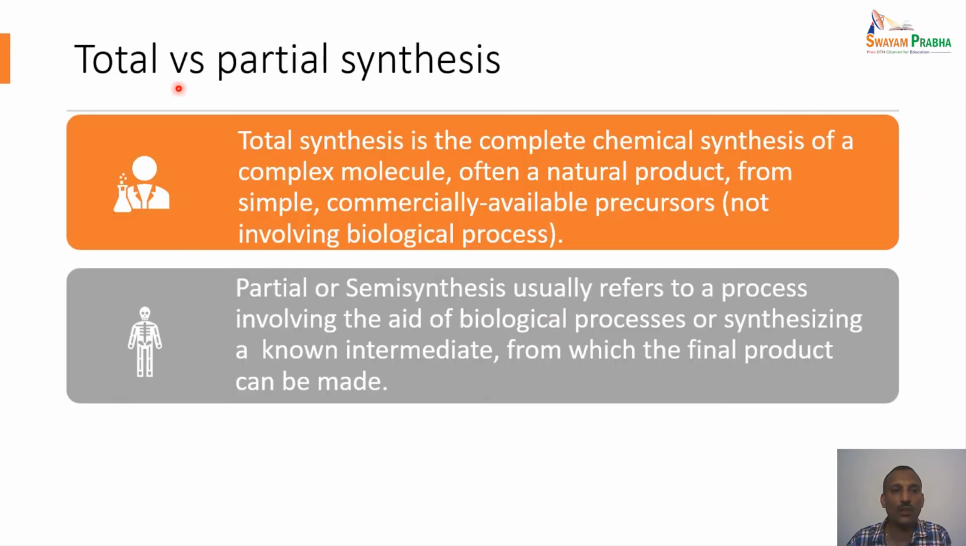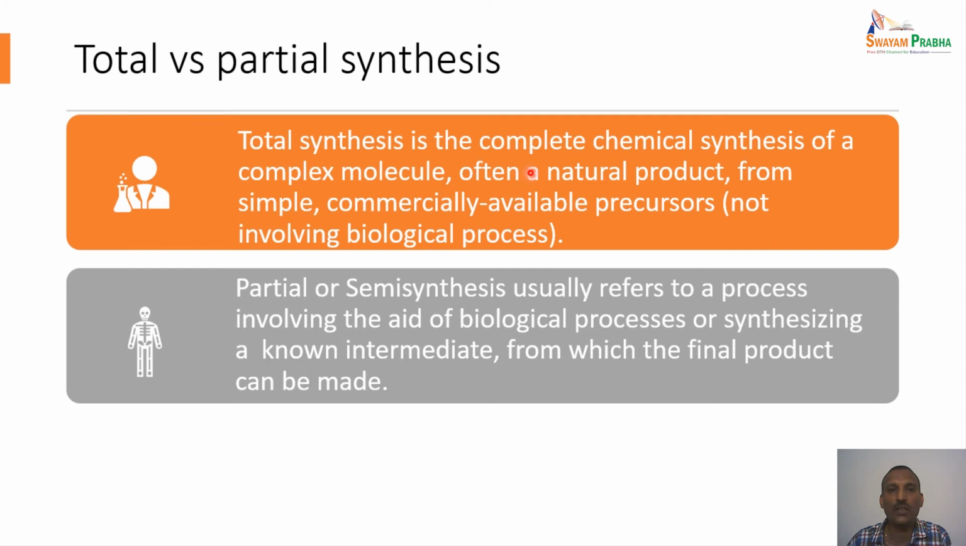Now let us look at total and partial synthesis. We can also call this total and partial asymmetric synthesis. So what is a total synthesis? Total synthesis is a complete chemical synthesis of a complex molecule, most importantly a natural product, from simple commercially available precursors. So if you are going to synthesize some naturally occurring compound from a simple starting material, that is what is called total synthesis, and if we get the right enantiomer or the right stereoisomer, then we call that a total asymmetric synthesis.